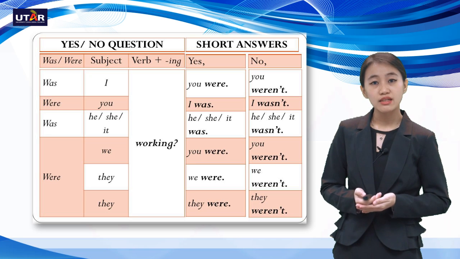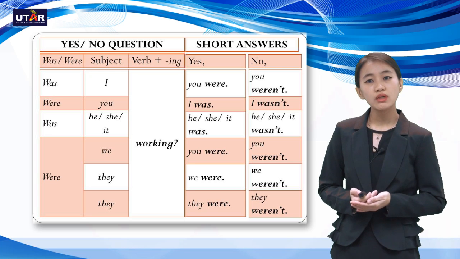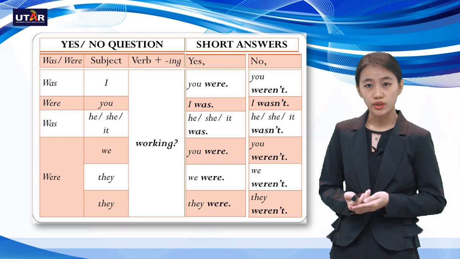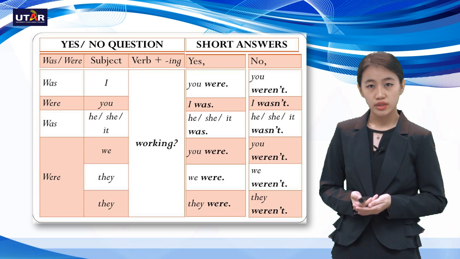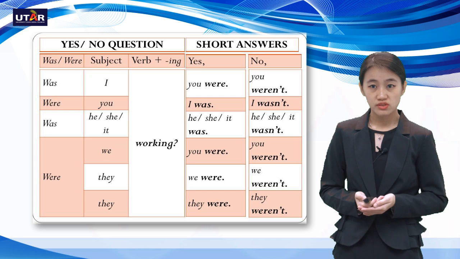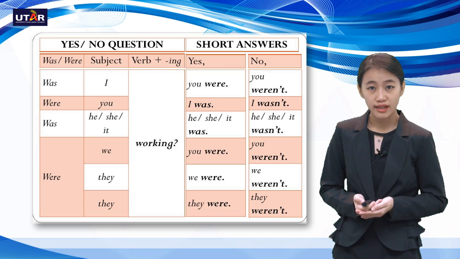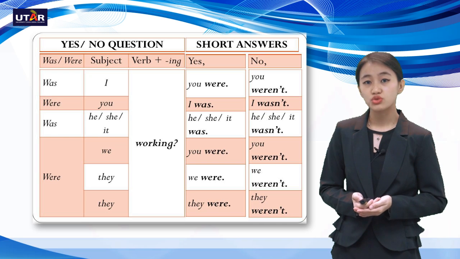Next, was he, she, it working? No, he, she, or it wasn't. Were we working? No, you weren't. Were they working? No, we weren't. Were they working? No, they weren't. So do take note, when you answer a short answer for negative, you often contract.